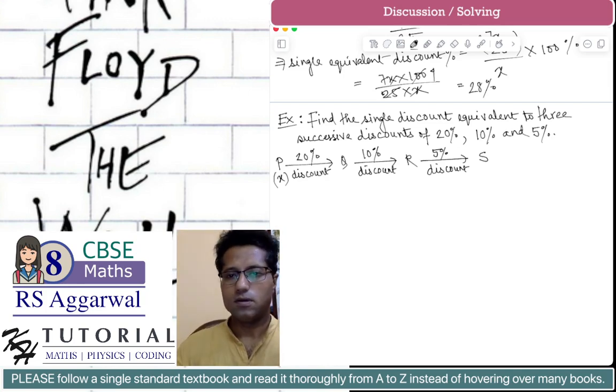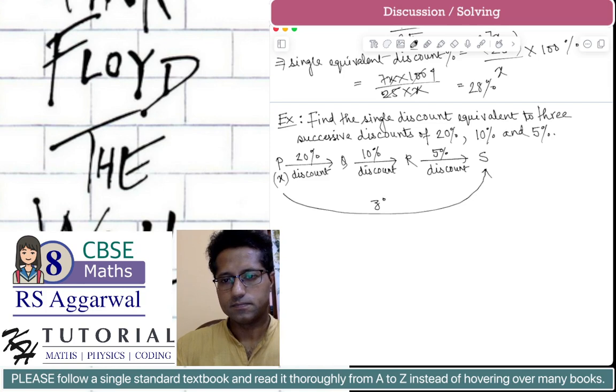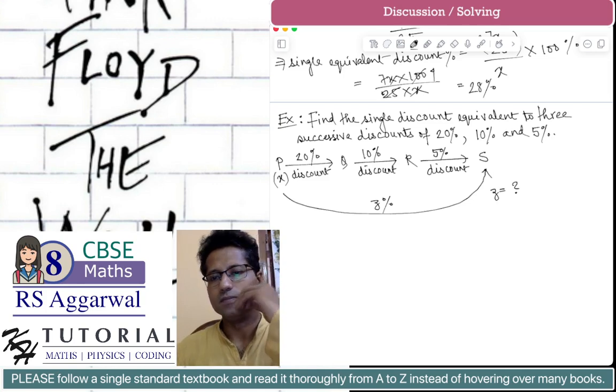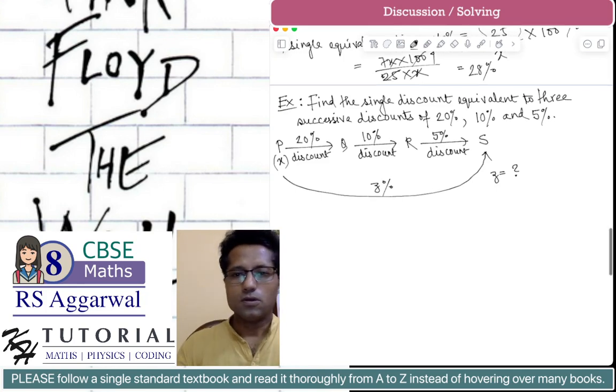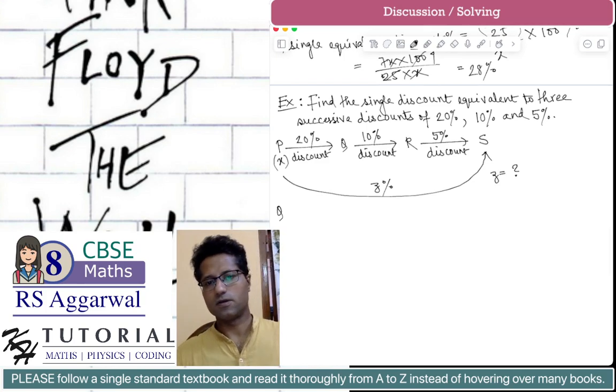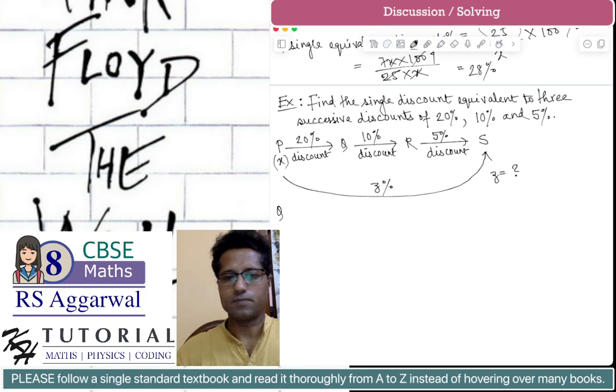Okay, now the problem is, if a single discount was applied on P, let's say it is Z%, then what will be Z? This is the question. Okay, so what is Q? That is the reduced price after the first discount, that is 20%, is applied on the mark price.